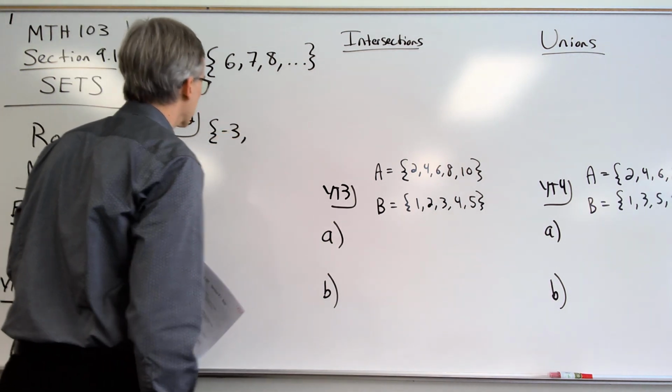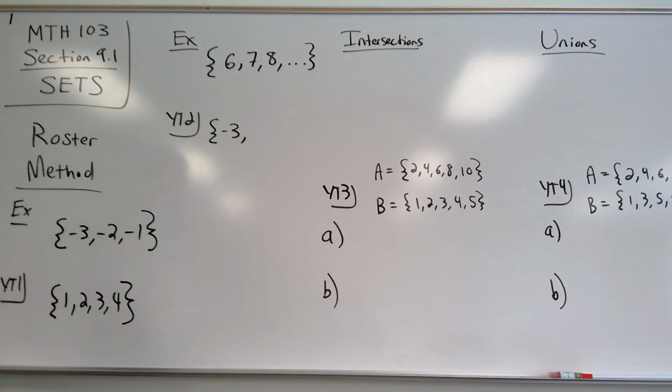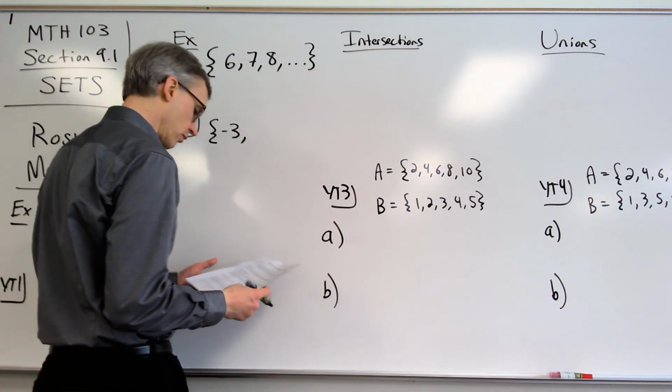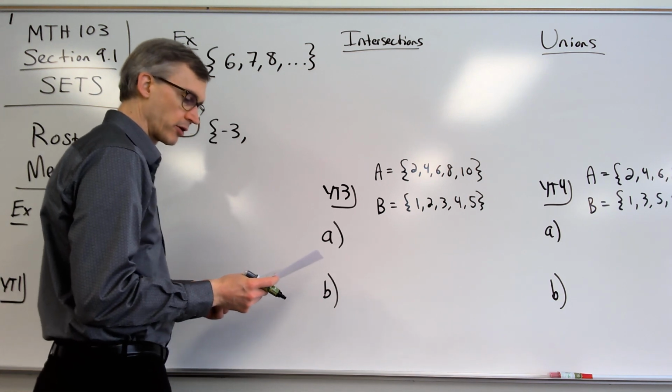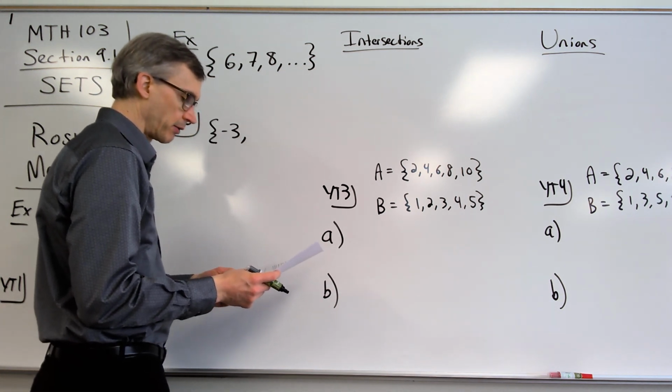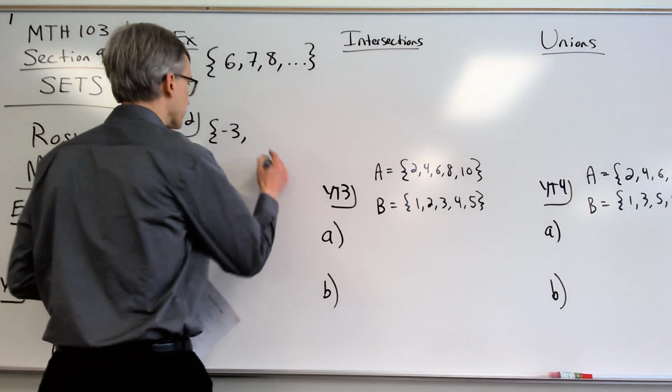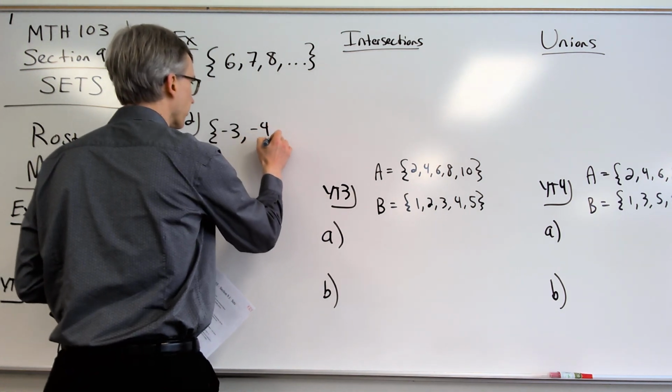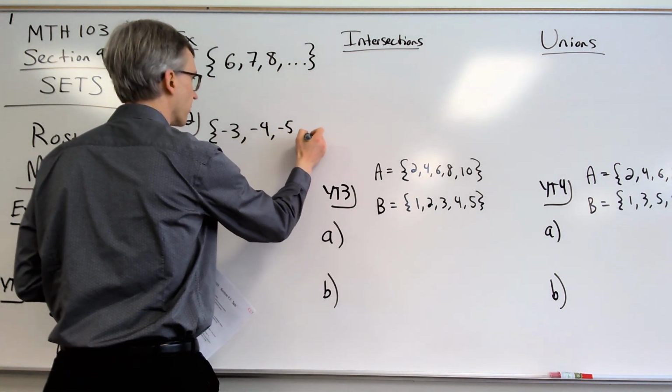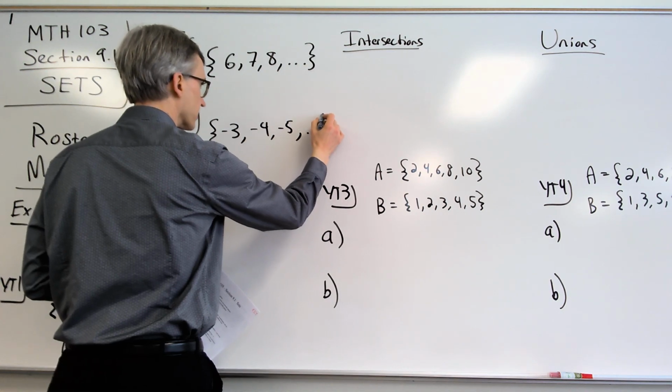Now in this case, we're not going to start with the smallest number because we need to establish the pattern. So we're going to start with -3 because it's less than or equal to -3, and we want all numbers less than that. So -3, -4, -5, comma, and ellipses.